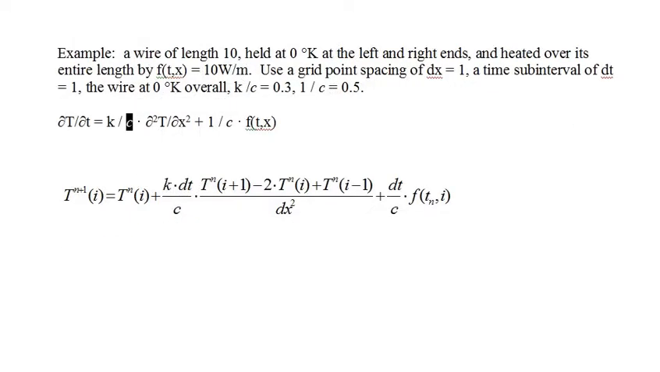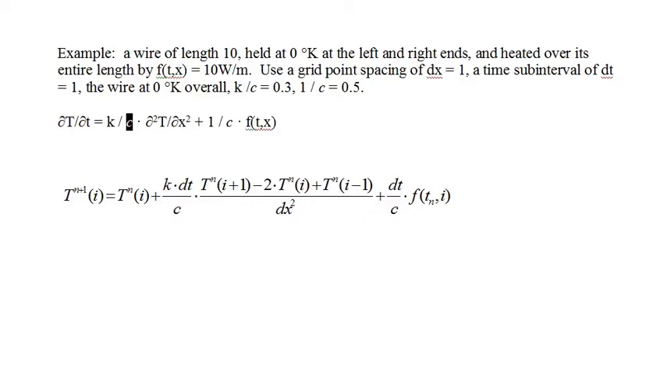So let's do an example with a heat source. We start with a wire of length 10 held at 0 degrees at the left and right ends and heated over its entire length by a constant heat source F(t, x) equals 10 watts per meter at every position, and it's constant in time. We use a grid spacing of dx equals 1 and a time subinterval of dt equals 1, and we initialize the wire at 0 degrees K overall.